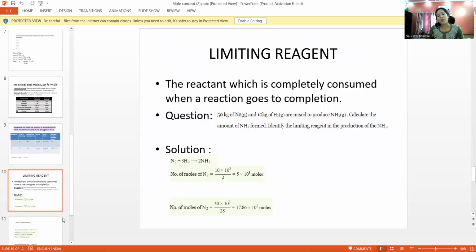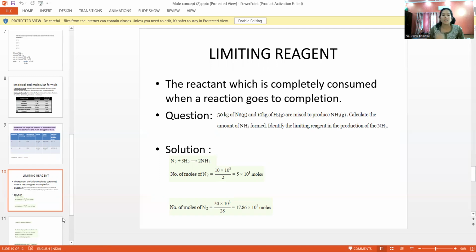Now our next topic is the limiting reagent. A limiting reagent is a reactant which is completely consumed when a reaction goes to completion, right? It is the limiting reagent through which we can calculate the amount of product formed. Limiting reagent is basically the deciding factor of the reaction, through which we can calculate all of the information.